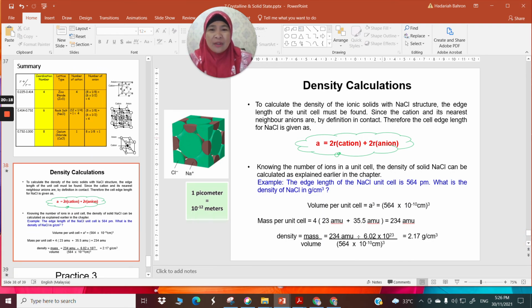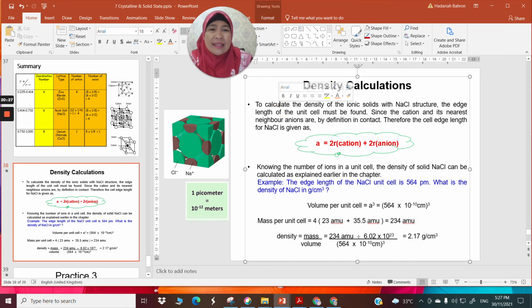So for density calculation, I'm going to show you the density calculation. Now, to calculate the density of ionic solids that have the sodium chloride structure, the edge length of the unit cell must be found, since the cation and its nearest neighbor anions are, by definition, in contact. Therefore, the cell edge length of sodium chloride is given like this.